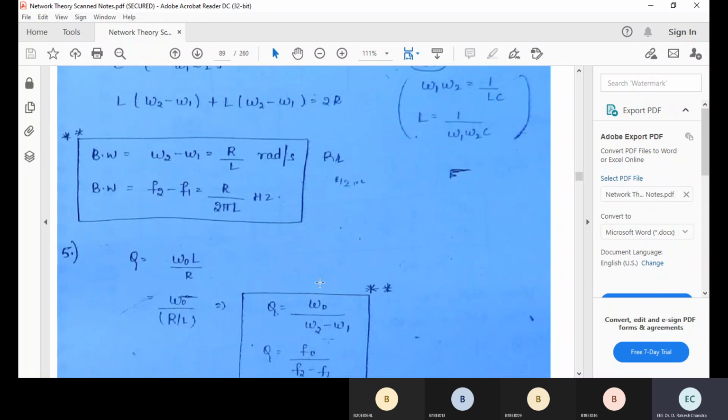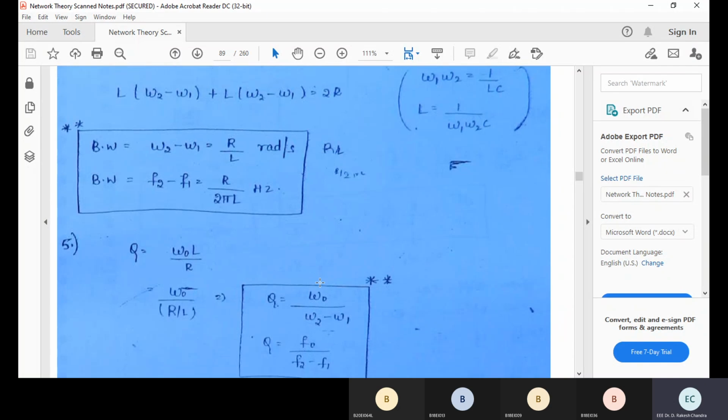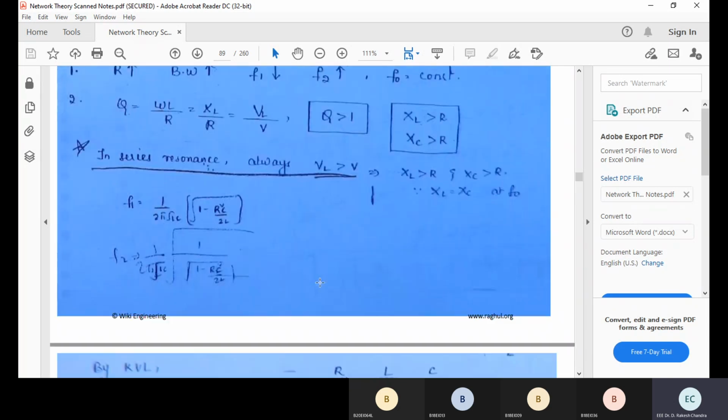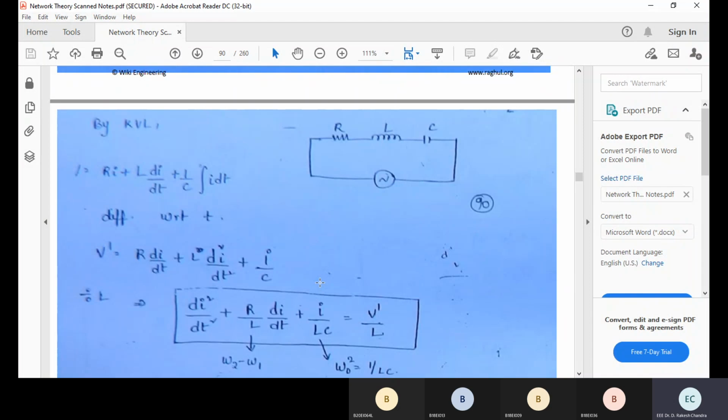This is the bandwidth I already mentioned: F2 minus F1, or upper cutoff frequency minus lower cutoff frequency, which can be written as R by 2 pi L or R by L. Quality factor is XL by R, I already mentioned, where XL is nothing but L omega. At the time of resonance, you can write omega as omega naught, which is nothing but 2 pi F.